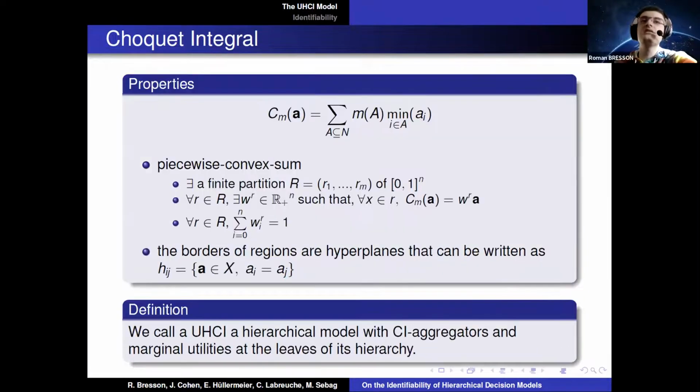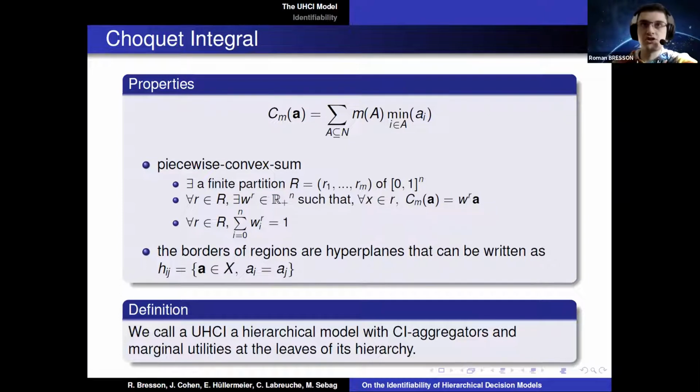It can be written as such, and thus it is a piecewise convex sum of the values over the attributes. Piecewise convex means that it's linear and its weights are non-negative and sum to 1 everywhere. So you can define a number of regions, R here, and each of these regions will be separated by hyperplanes of the shape one attribute equals the other attribute. This is because it's a weighted sum of the mins, and the mins switch their weights when the min changes, and that's when 2 values are equal.